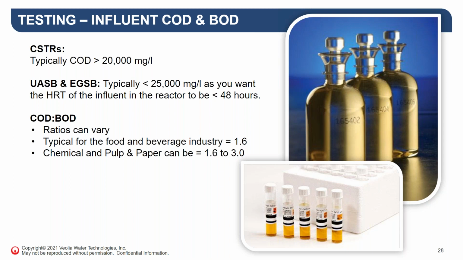On the high rate UASB and EGSB systems, it has to be and typically is less than 25 milligrams per liter. And why is that? That's because you want the hydraulic retention time of the influent in the reactor, not the digester feed flow, but the influent flow in the reactor, to be less than 48 hours.